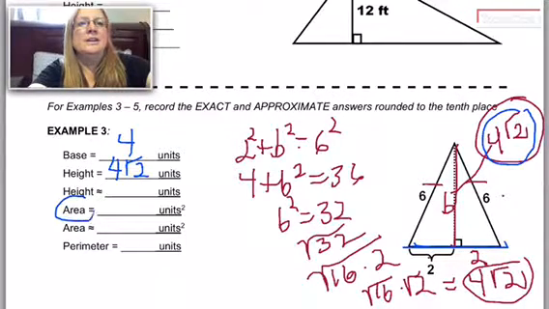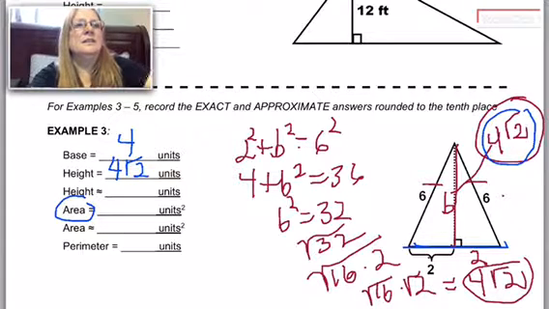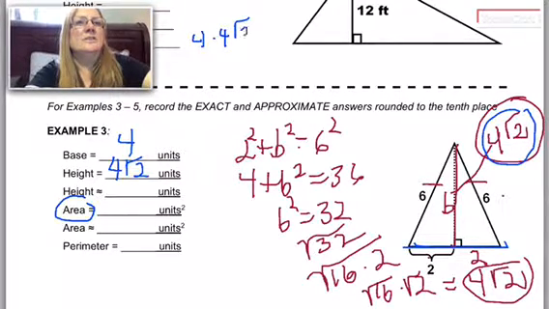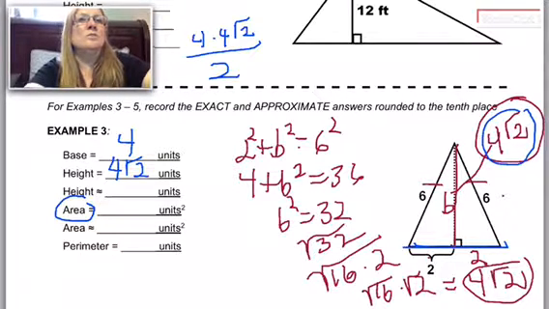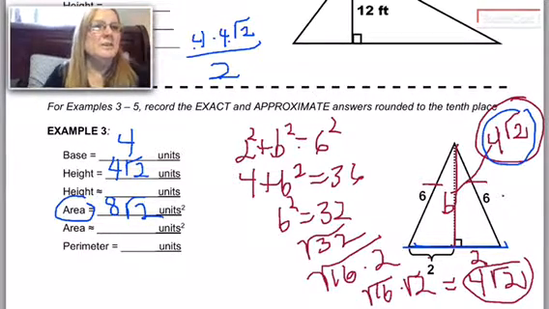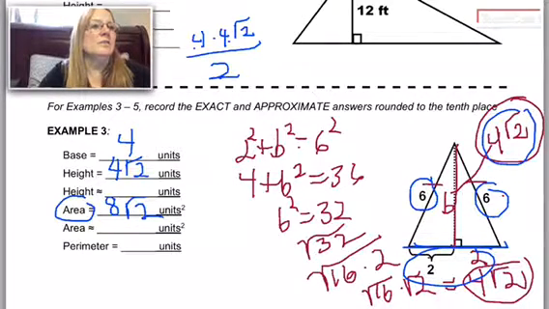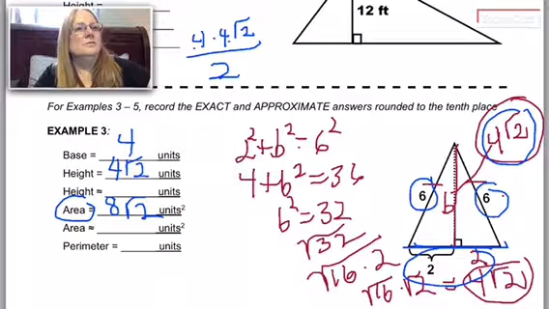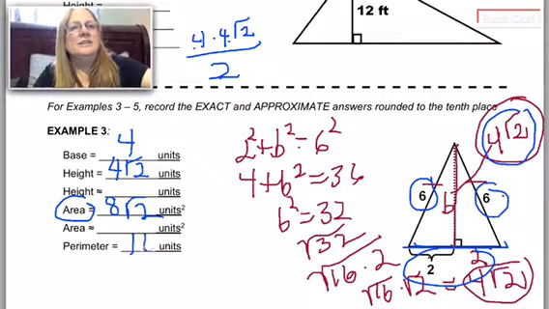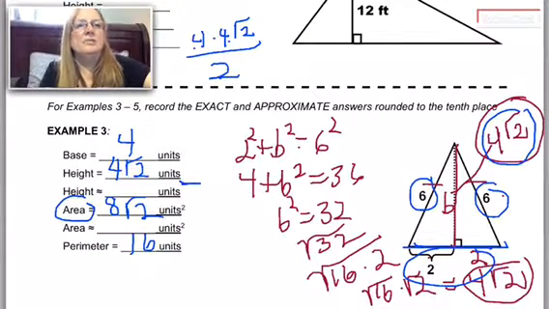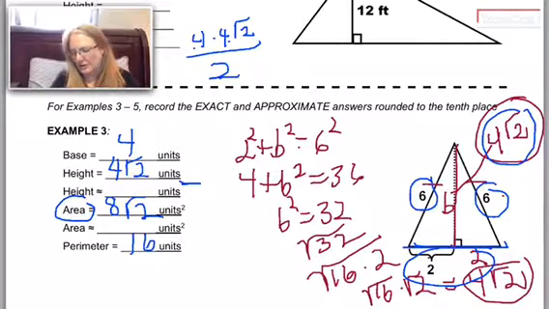The area then, let's do that first, is base times height divided by 2. You're just going to multiply 4 times 4, 16, and divide by 2, and you'll get 8 square root of 2. And then the perimeter is 6 plus 6 plus 4. That's 16.